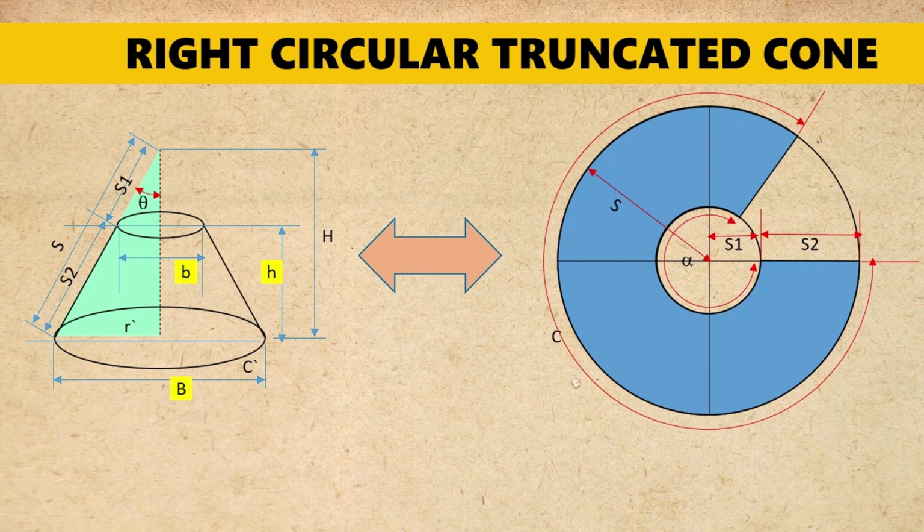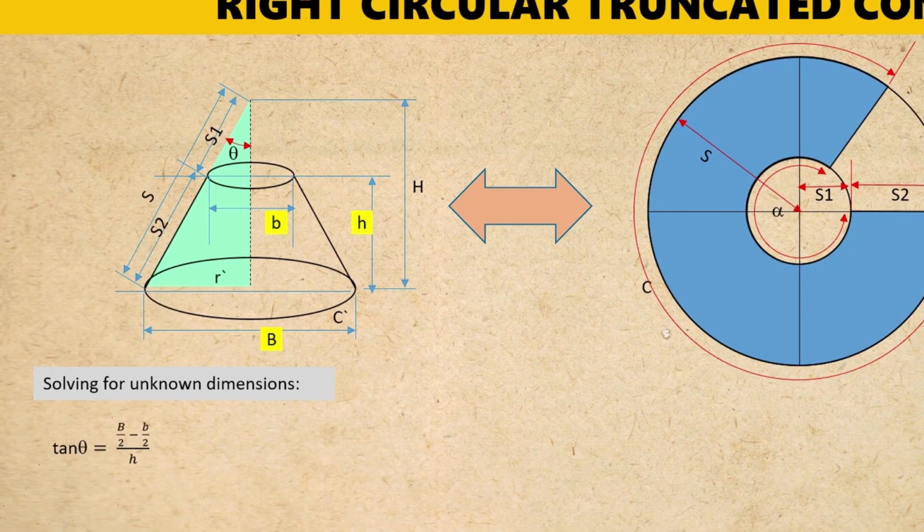For a truncated cone, most of the time you will be given dimensions such as the big letter B, which is the base diameter, small b, which is the diameter of the truncated portion, and height h. First, let us solve for the angle theta. The tangent of the angle theta is equal to half of big letter B, minus half of small letter b, all divided by the height h. Finally, theta is the inverse tangent of big B minus small b, divided by 2 times h.